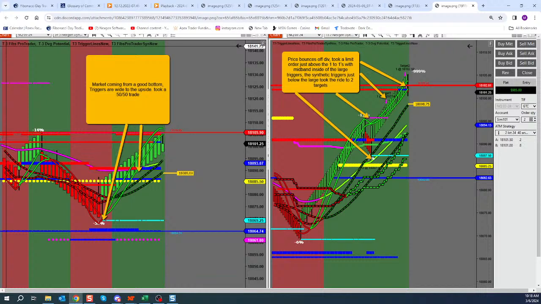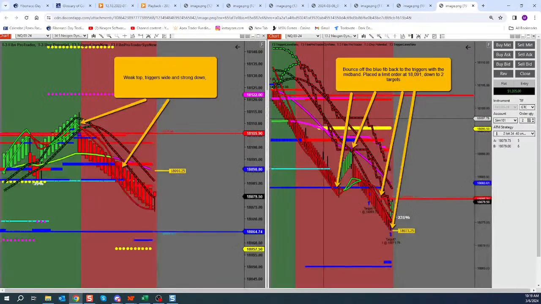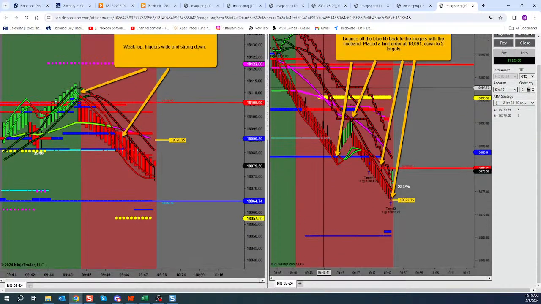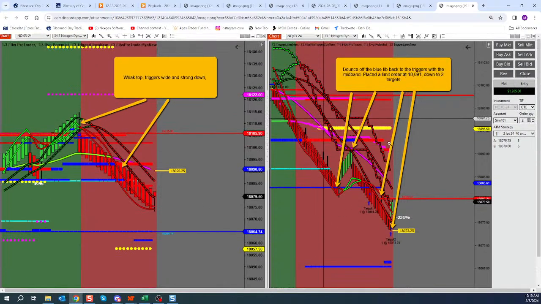I will always celebrate victories, guys, but I'll look for the opportunity on the chart reads. And then that's perfect. Weak top. Beautiful. But it's still the best momentum ever. Bounce off the blue fib back to the trigger with the mid band. Place the limiter at 091. And you got both targets. Isn't that outstanding? It is a weak top. But it's the best momentum ever with the potential to break.